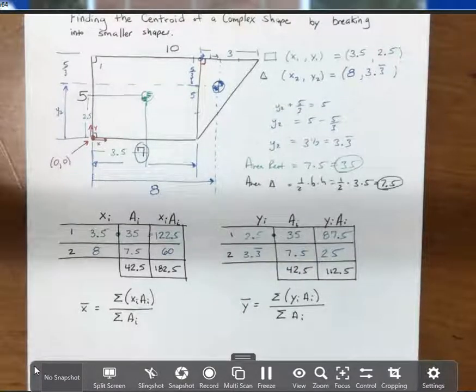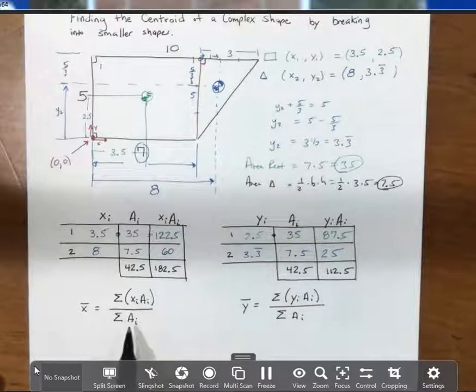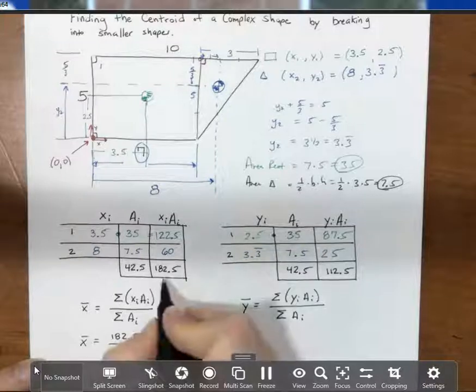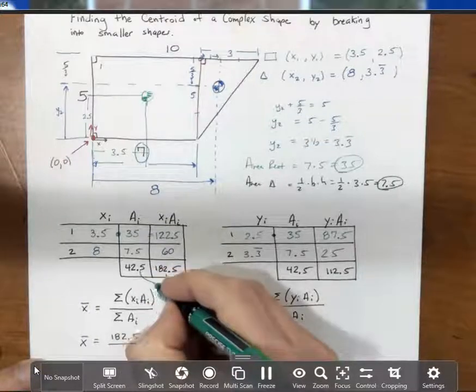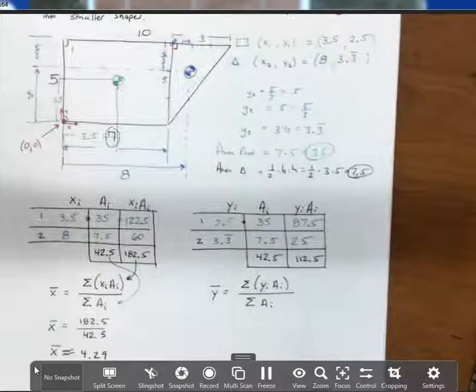Okay, so we've done all the hard work. The last thing is just to figure out where that centroid is. And so all we have to do is our division. We'll get our x coordinate. So this is going to be the 182.5. This value is our numerator, and this value right here is our denominator. So 182.5 divided by the 42.5, and we get approximately 4.29. Okay, I'm sure I rounded when I calculated those.